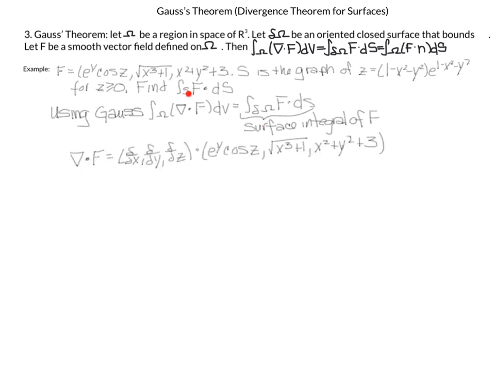So using Gauss, we're going to compute the divergence, which looks really ugly, but the derivative with respect to x, well, there are no x terms, so it's 0. The derivative with respect to y is also 0. The derivative with respect to z is 0. So that means this integral here is equal to 0, which means our surface integral is also equal to 0.